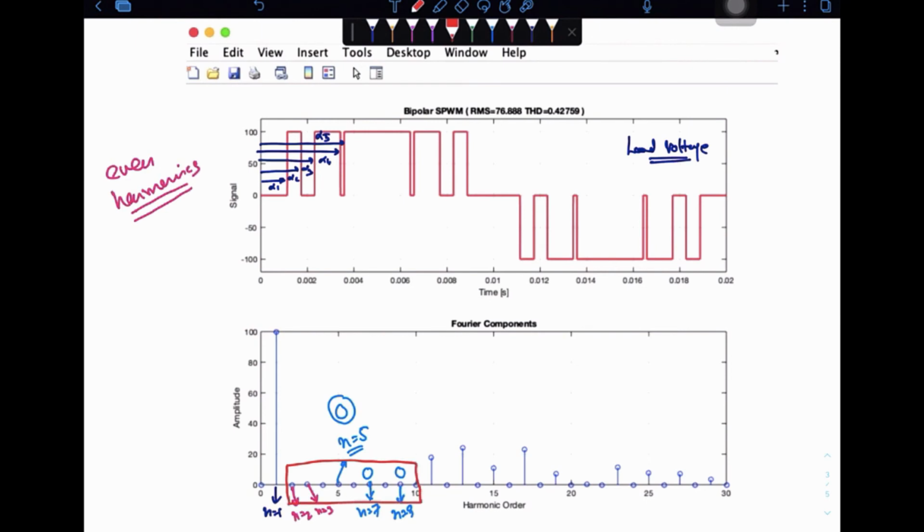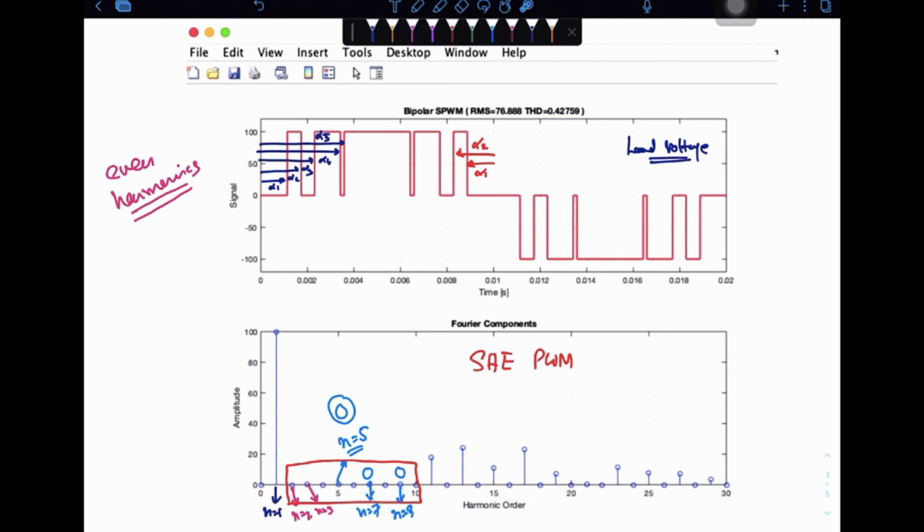That's why we call it SHE PWM, that is selected harmonic elimination PWM, because you have selected the angles of these notches in such a way that you can cancel the particular set of harmonics that you desire. In this particular case, we have cancelled the third, fifth, seventh, and ninth harmonics from the spectrum of the output voltage waveform. We have the harmonics of higher order, right?